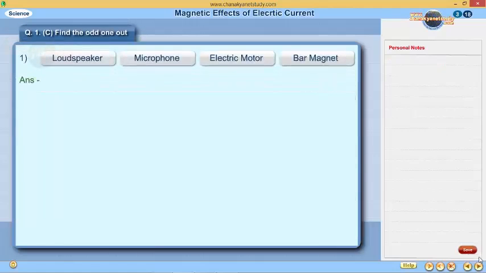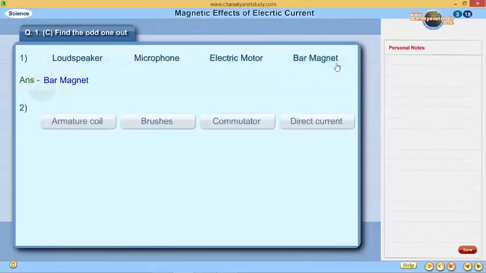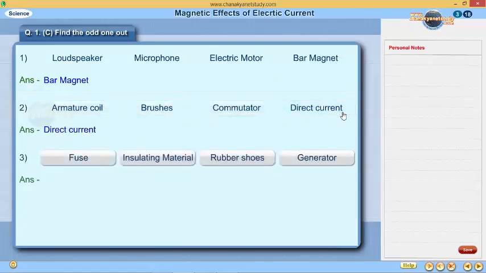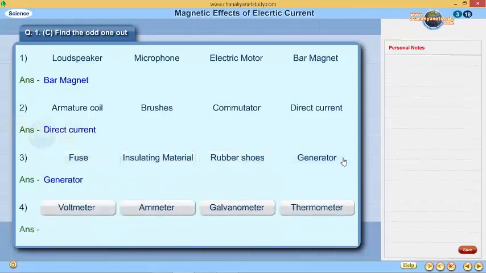Question number 1. C. Find the odd one out. 1. Loudspeaker, microphone, electric motor, bar magnet. Answer. Bar magnet. 2. Armature coil, brushes, commutator, direct current. Answer. Direct current. 3. Fuse, insulating material, rubber shoes, generator. Answer. Generator. 4. Voltmeter, ammeter, galvanometer, thermometer. Answer. Thermometer.